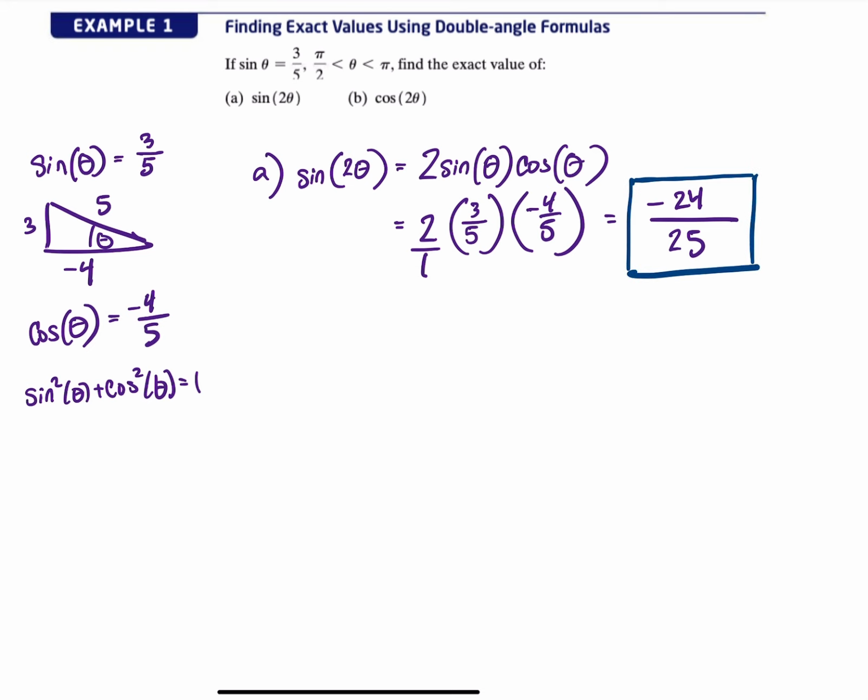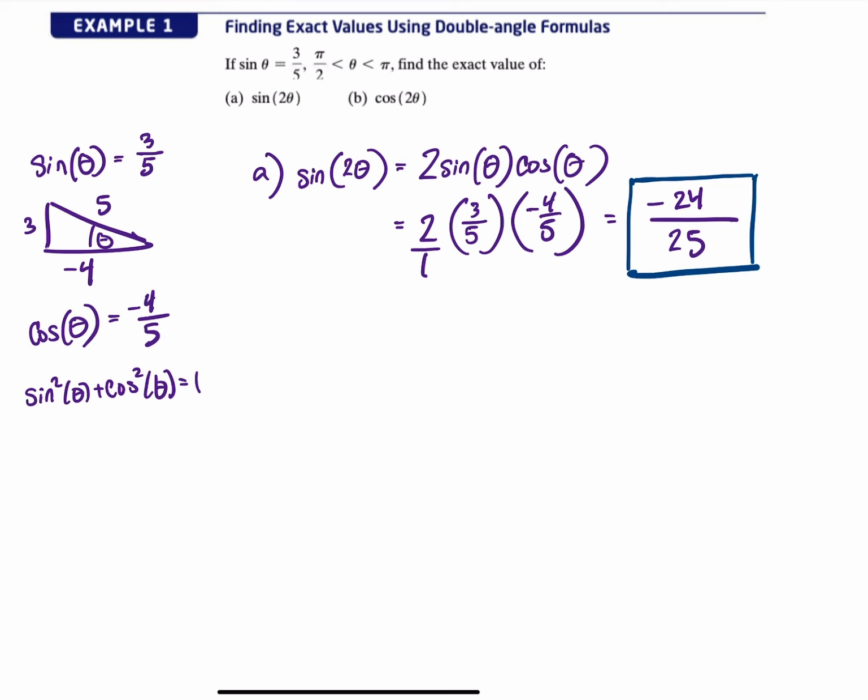So a lot of times with these kind of questions, they'll give you some limited information, maybe just the sine or just the cosine, and usually the first step is to find your missing trig expression, because all of these involve sine of theta and cosine of theta. We saw a similar thing with the angle addition questions as well.